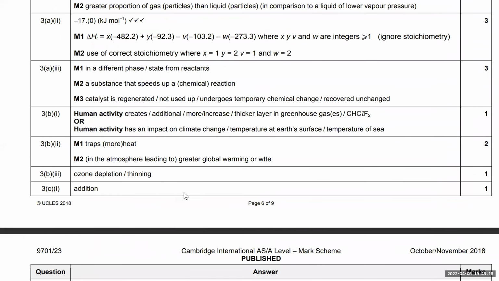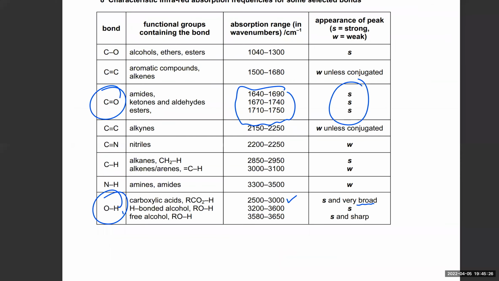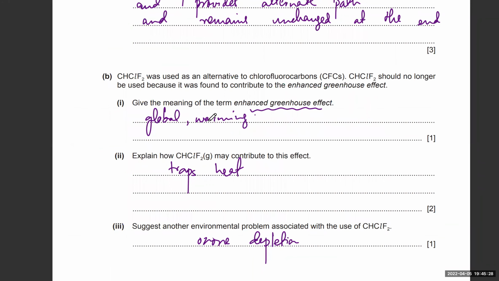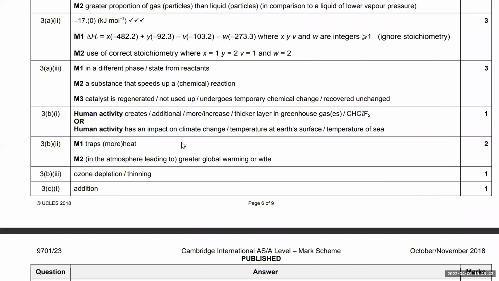Traps heat, greater global warming. The B part 1 क्या था? What is the question? This one is basically looking for how it may contribute to this effect. So it causes global warming. Greenhouse effect का क्या लिखा है उसने? What is the meaning of the term greenhouse effect? And he states that it is a thicker layer of greenhouse gases.